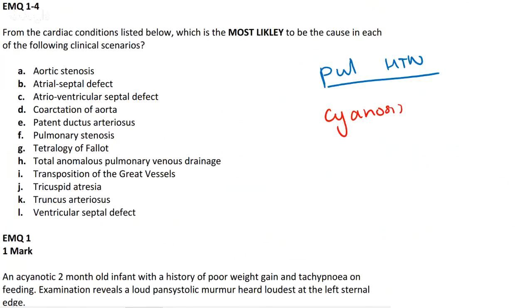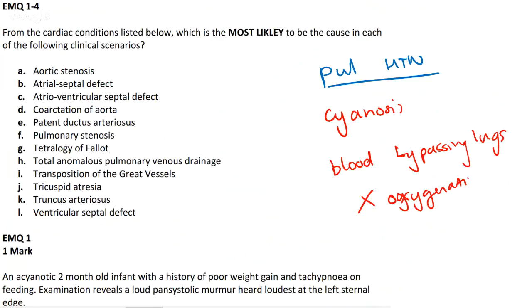Now, why do we get cyanosis? Because the blood is bypassing the lungs. And if blood is bypassing the lungs, you don't get oxygenation, and therefore you get cyanosis.